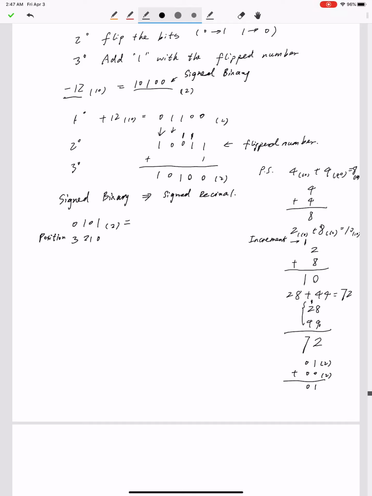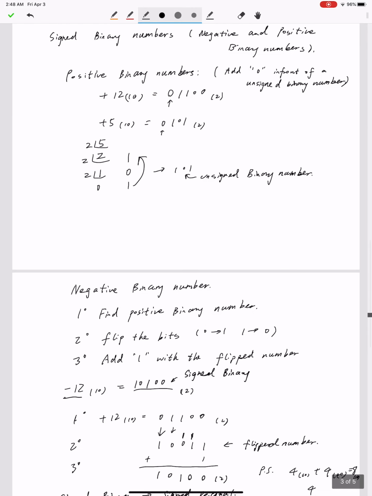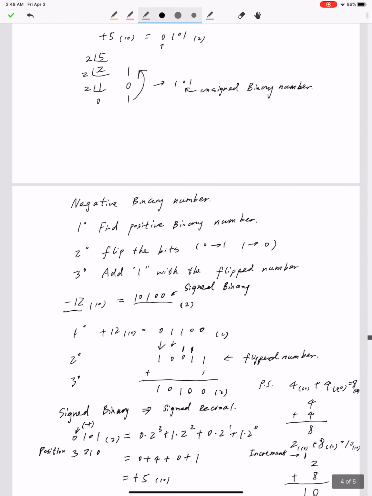The first digit is 0 times 2 to the power of 3 plus 1 times 2 to the power of 2 plus 0 times 2 to the power of 1 plus 1 times 2 to the power of 0. That equals 0 plus 4 plus 0 plus 1, which is 5. Since this is a signed binary number and the first digit is 0, this is a positive decimal number, so it's positive 5. And we can verify that, because we already found the value for positive 5: 0101.